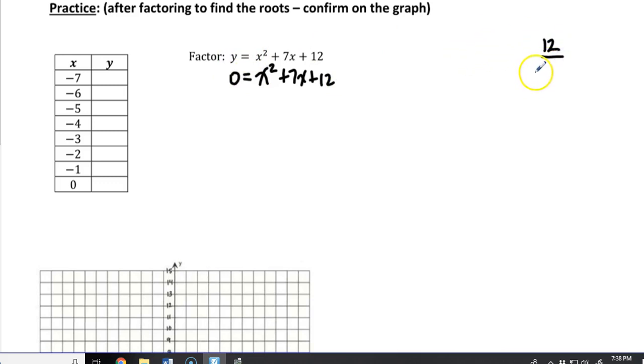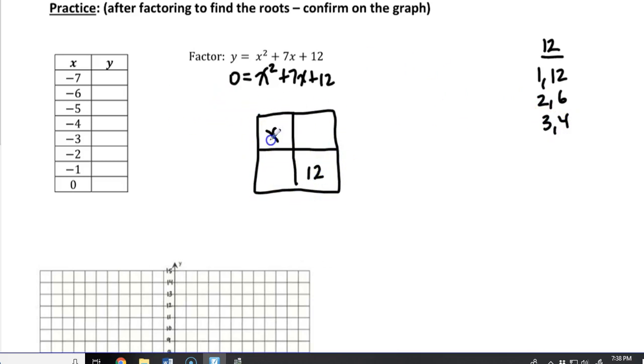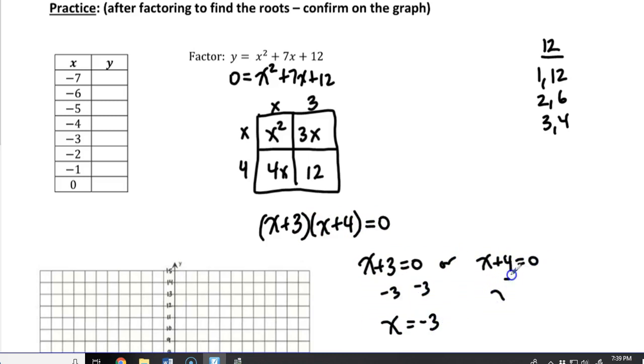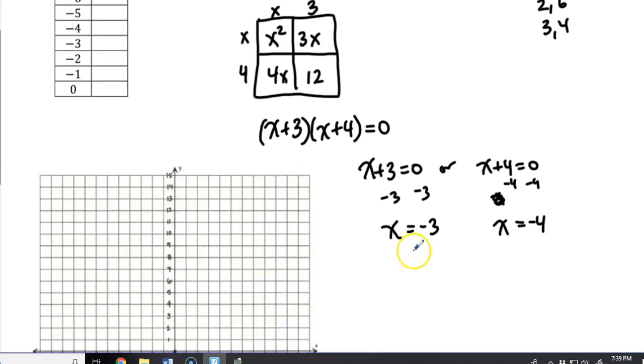Factors of 12, 1 and 12, 2 and 6. I don't need to think about any negatives, right? Because we don't see any negatives. 3 and 4. Yep, that's the one. 3 and 4. So now we have our factorization. Let's set each one of those factors equal to 0, because our zero product property says one or both of them must be 0. So now we have our roots at negative 4 and negative 3.